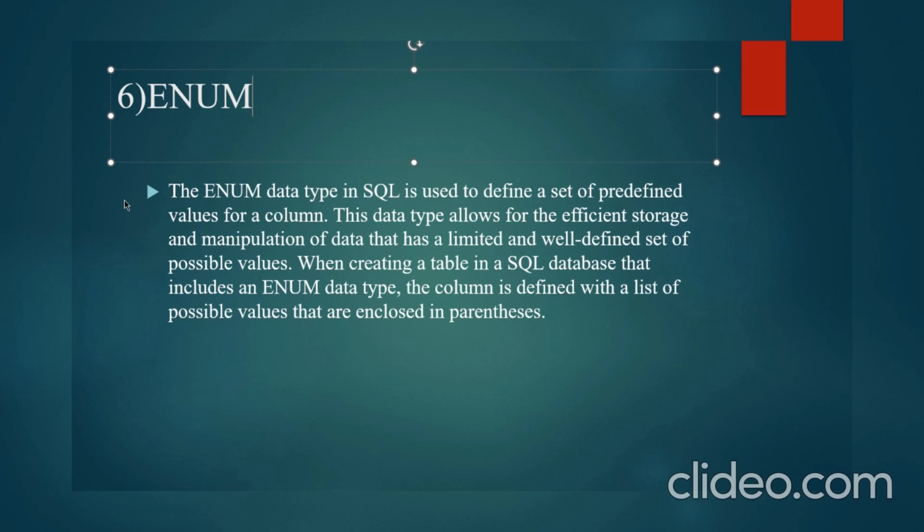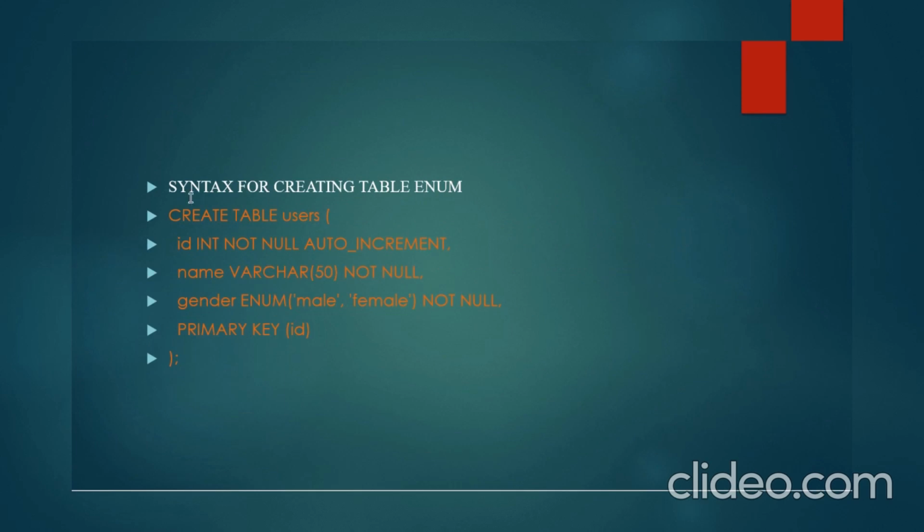It can store data efficiently, and we can manipulate the data. By using the enum data type we can store a set of possible values. If we create a column as enum, we have to define the list of possible values for that column inside parentheses. This is the syntax for creating an enum data type.